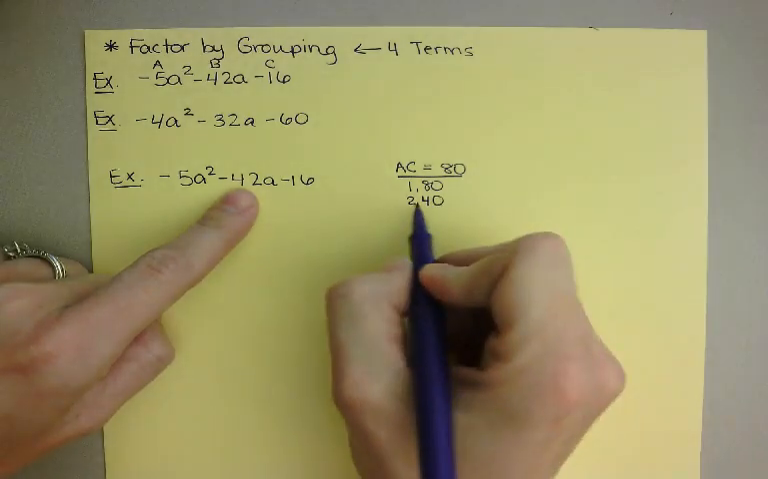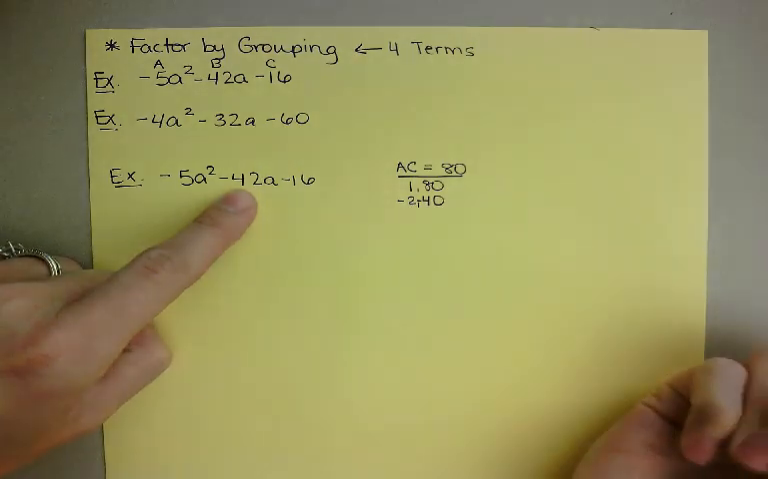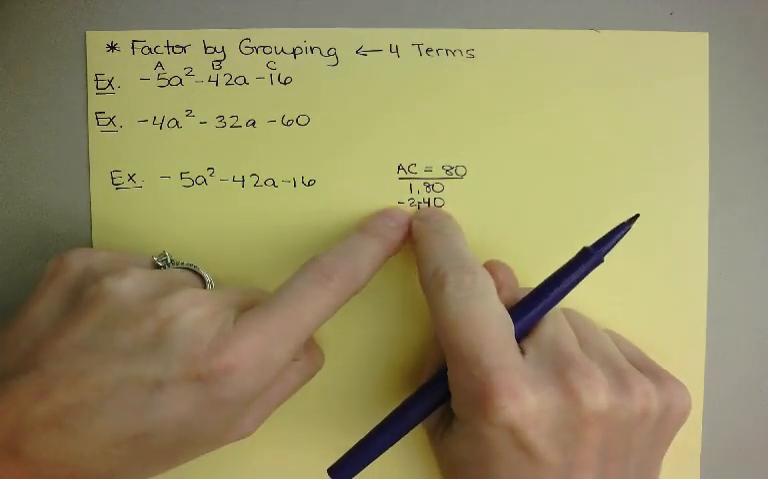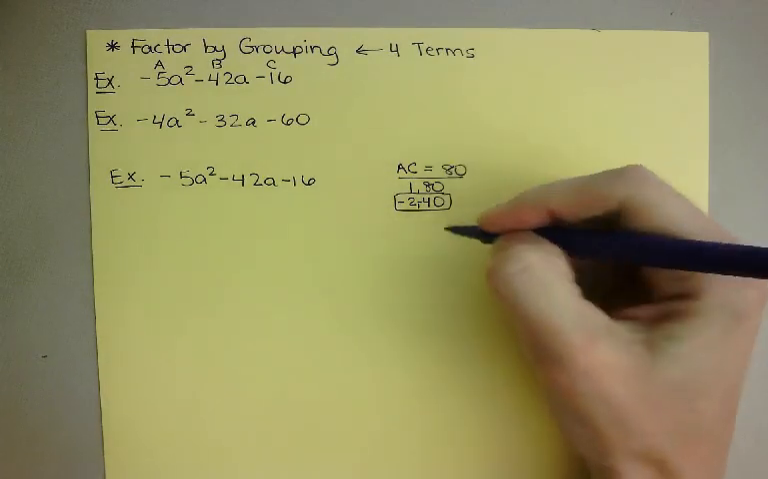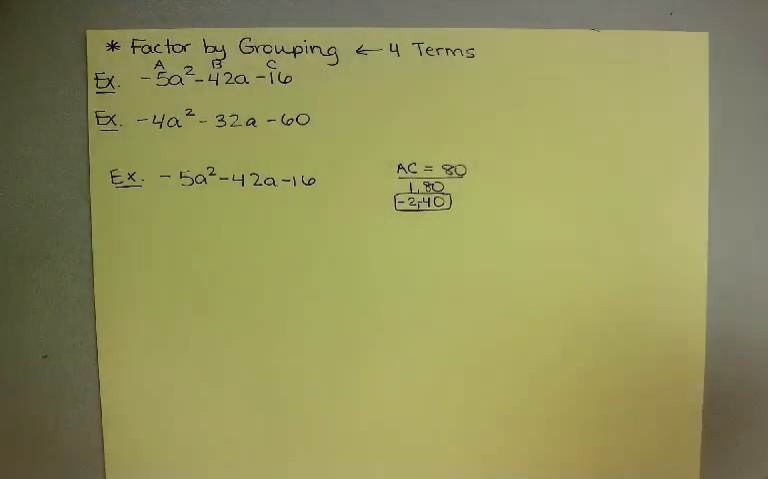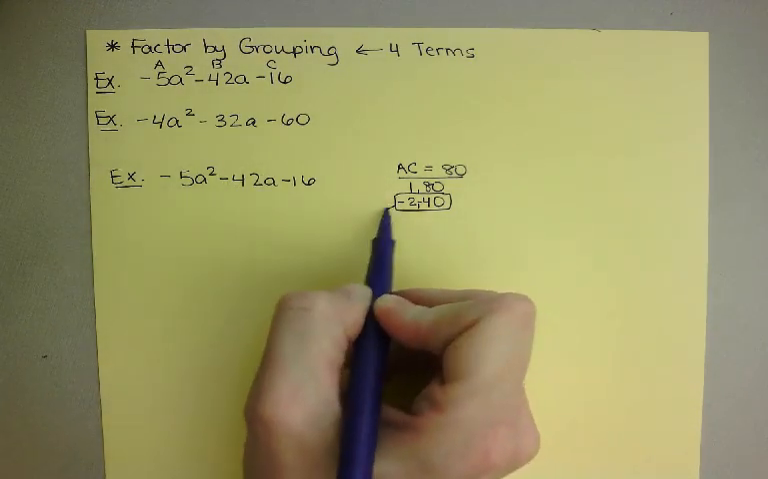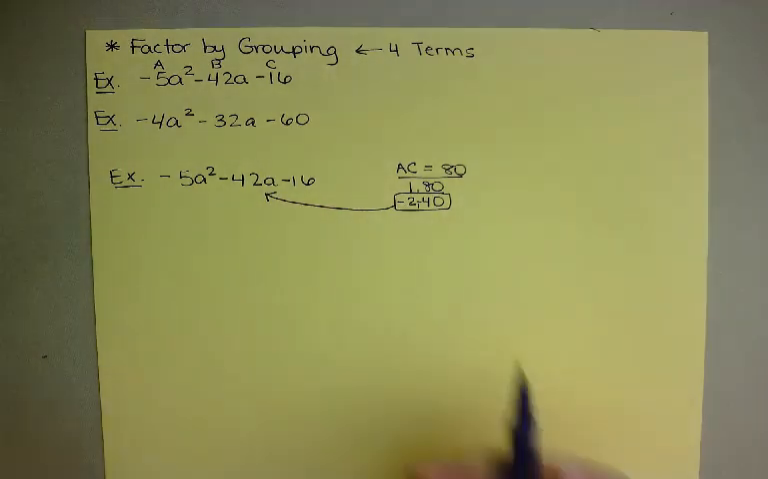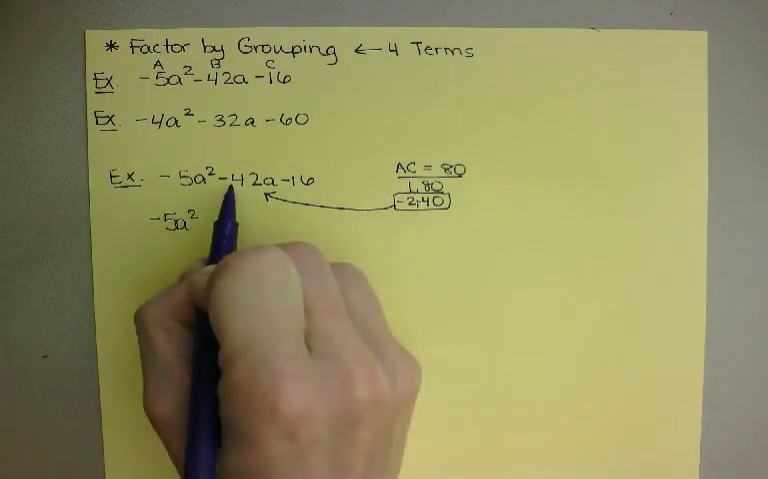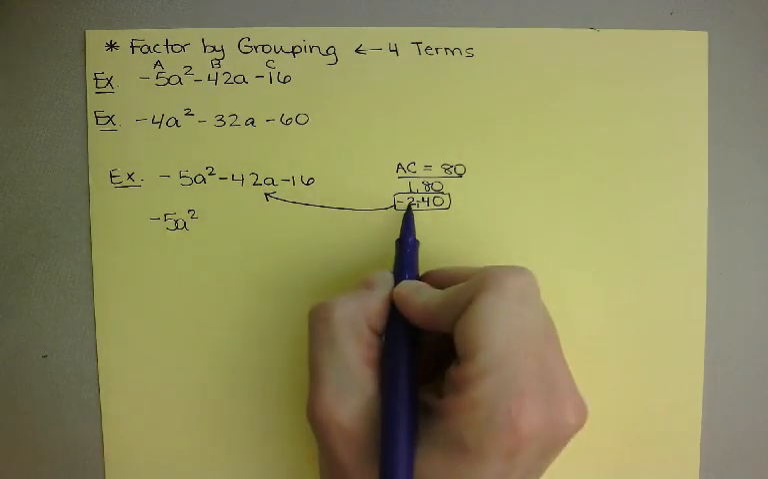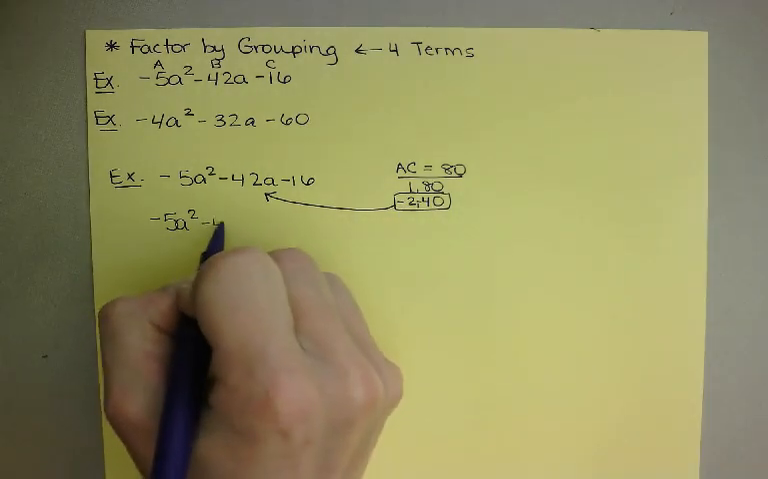How could a 2 and a 40 give me a negative 42? Well, if they were both negatives. And then I need to make sure that a negative times a negative would still be a positive. Since this works, I don't need to keep writing out all the factors. My next step is to replace the negative 42a with my 2 factors. So I'm going to rewrite it, negative 5a squared, and instead of negative 42a, I'm going to put these first. I don't care which one you write first. I'm just going to choose to put the 40 first.